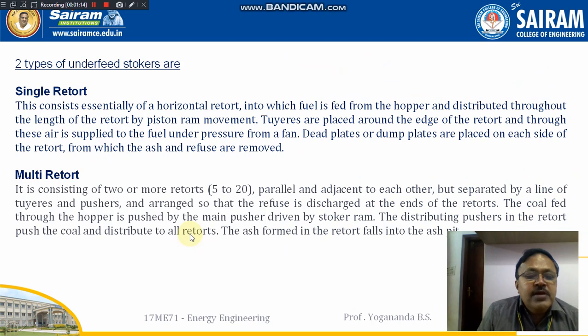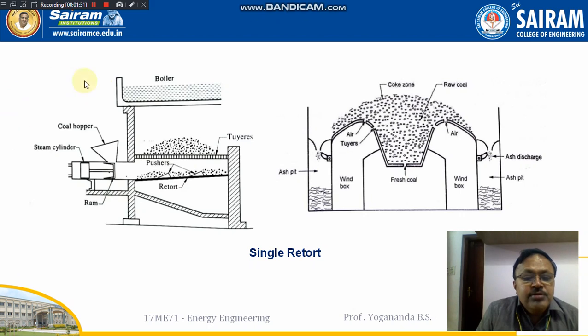So we have two types of underfeed stokers here, single retort and multi-retort. The single retort consists of a horizontal retort into which the fuel is fed from the hopper and distributed throughout the retort by piston ram movement. So here you can see the one single retort, that is the horizontal retort. From the coal hopper, the coal is fed into this horizontal retort, using the piston movement, that is the piston is moving inwards and outwards.